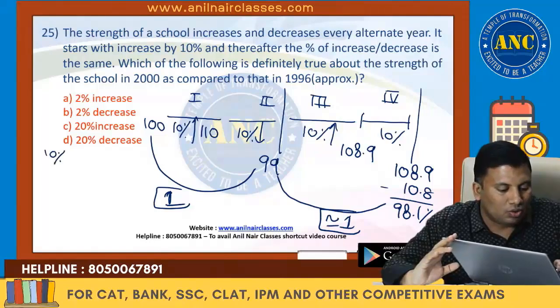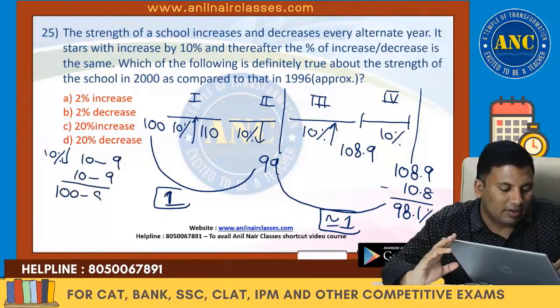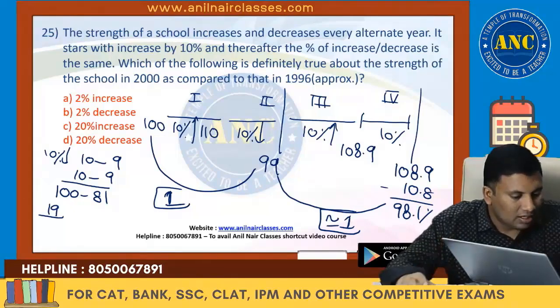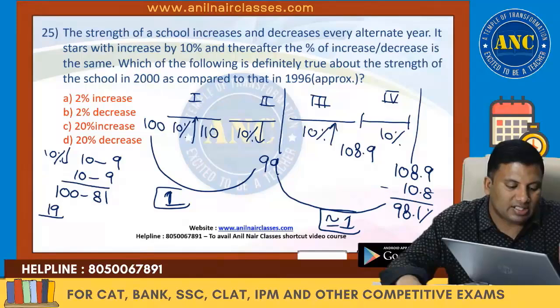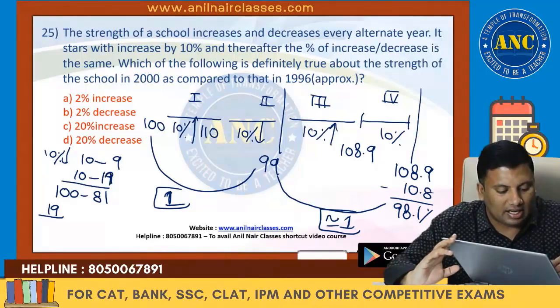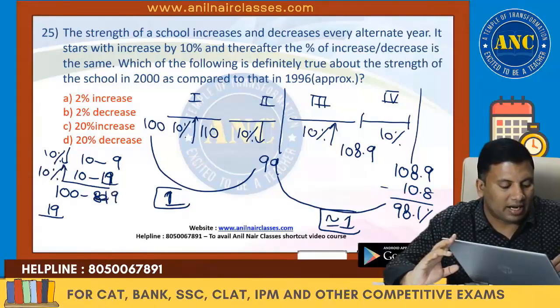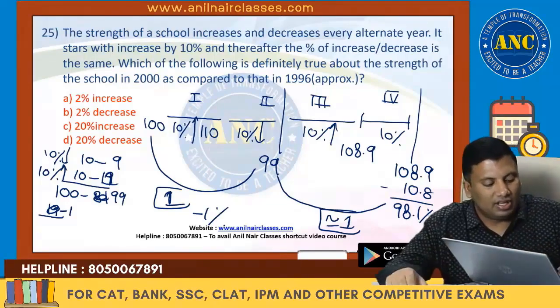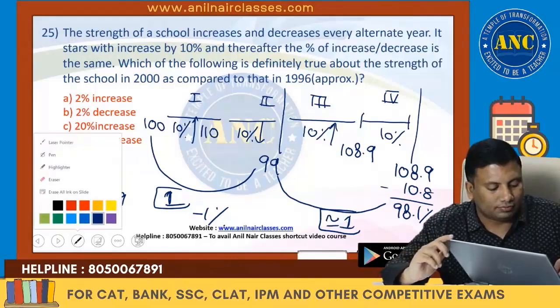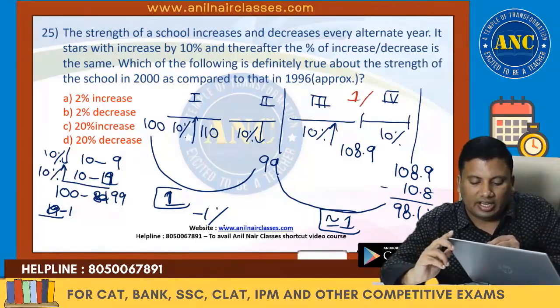10% drop 2 times. 10 1 decrease 9. 10 1 decrease 9. 181, which is nothing but 19. These 10% increase, 10%, okay, one is increase, one is a decrease. So 11, 100 is becoming a 99. That means it is minus 1. Here also 1% decrease. These also closer to 1% decrease.